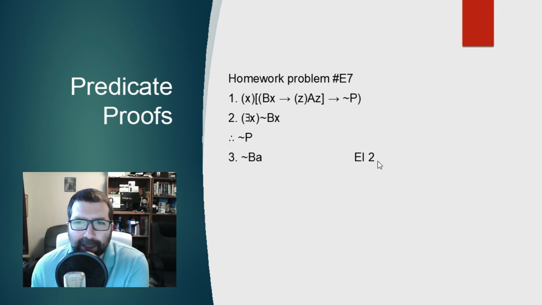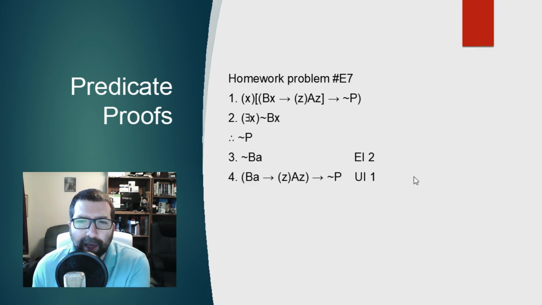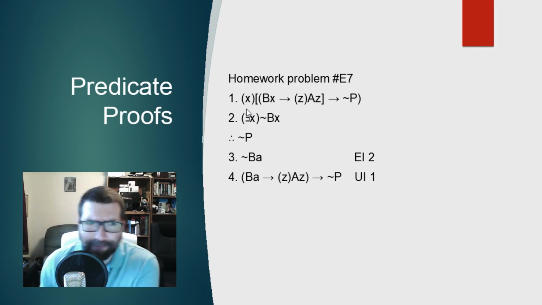We did an existential instantiation on line 2 to get not BA. And now we're going to do the same thing, a universal instantiation for 1. We'll use the same letter A since we can, and so then we have something a little more useful. It's a universal instantiation on 1. We just have the x here be an A. We picked A, and we could use any letter.